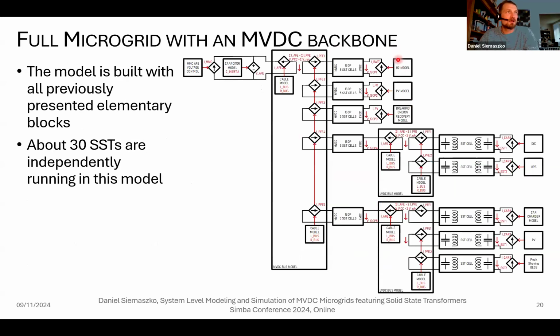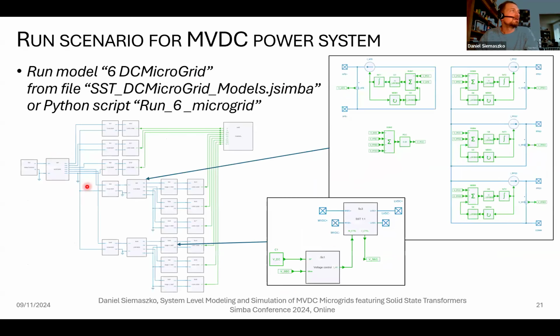So we have a lot of current and voltage sources, a lot of those elementary SST cells all put together. Here 30 are used and independently run this model. If you have questions about intermediate stages, then you can refer to the presentation that was shared. So the full DC microgrid is run here in Simba.